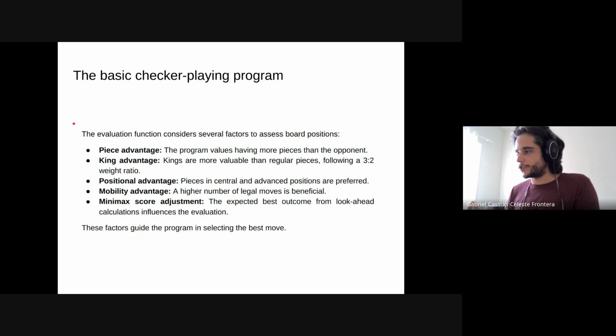Some of the features defined by the paper are piece advantage: having more pieces than the opponent is important. King advantage: kings are more valuable than regular pieces, and they define this 3-to-2 weight ratio. Positional advantage: central pieces are favored. Mobility advantage: the number of legal moves is also beneficial. And we also check the minimax score adjustment, as I was mentioning. Cool.